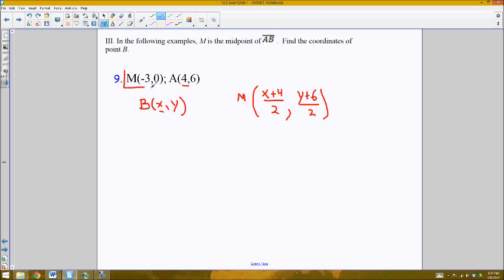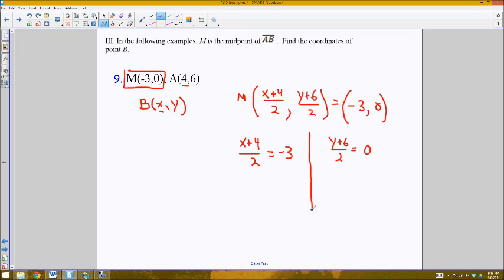And since I'm given the midpoint in this example, this value will be equivalent to -3, 0. Well, the only way this is going to be equal is if x plus 4 over 2 equals the x coordinate of the midpoint, -3, and y plus 6 over 2 equals the y coordinate of the midpoint, which is 0. So now, to find the coordinates of x and y, I simply have to solve these 2 equations.